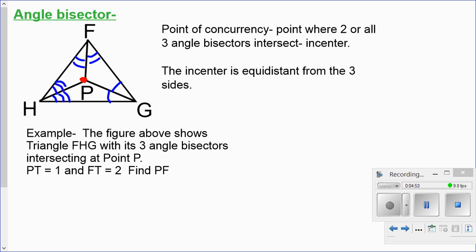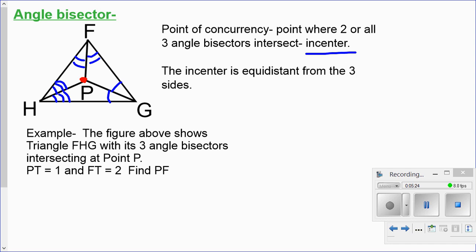So I will go ahead and mark that. So now that I have all the angle bisectors marked, let's take a look at this point P. Where the three angle bisectors intersect, that point of concurrency in a triangle is called the incenter. If you recall, the median point of concurrency we called the centroid. For angle bisectors, it's called an incenter.